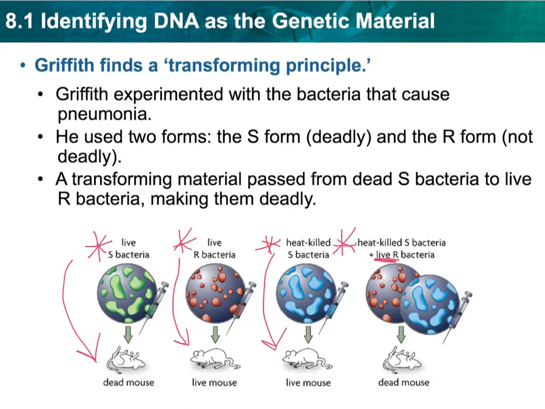He then took the heat-killed S bacteria and mixed it with live R bacteria. The R bacteria were the bacteria that were non-deadly. And when he mixed the 2 together, again, the mouse died. And this led him to believe that there had to be something that transformed that heat-killed S bacteria into a deadly bacteria once again when he mixed it with that live R bacteria. And he called this a transforming principle because he believed something transformed it, caused it to change and kill the mouse once again. He didn't know what that was, but later they found out. So let's see what happens next.